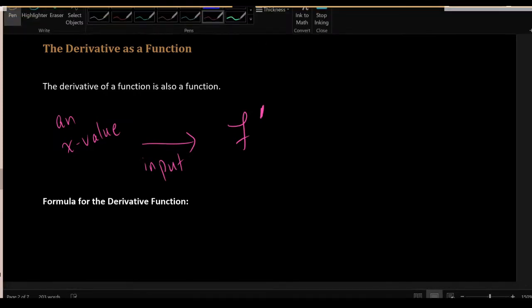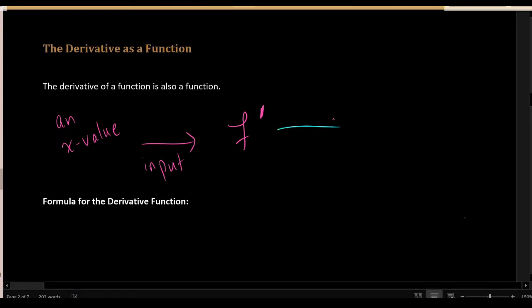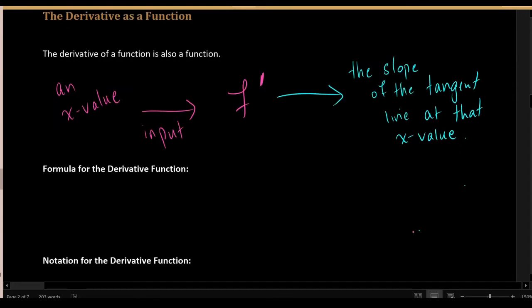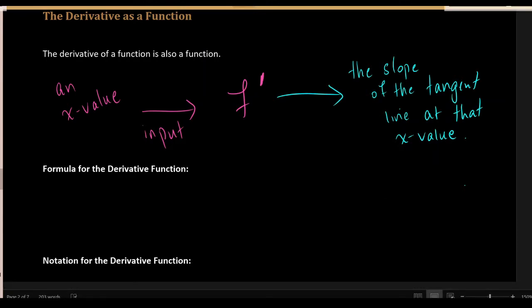What is going to come out of f prime? The derivative function is going to tell me the slope of the tangent line at that x value. Or, put another way, it will output the instantaneous rate of change of the function at that x value.